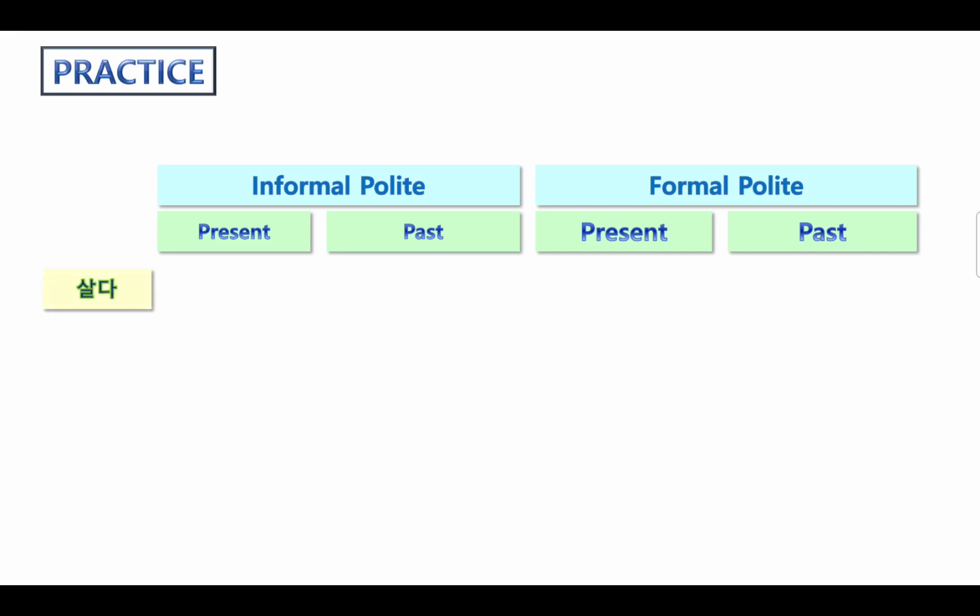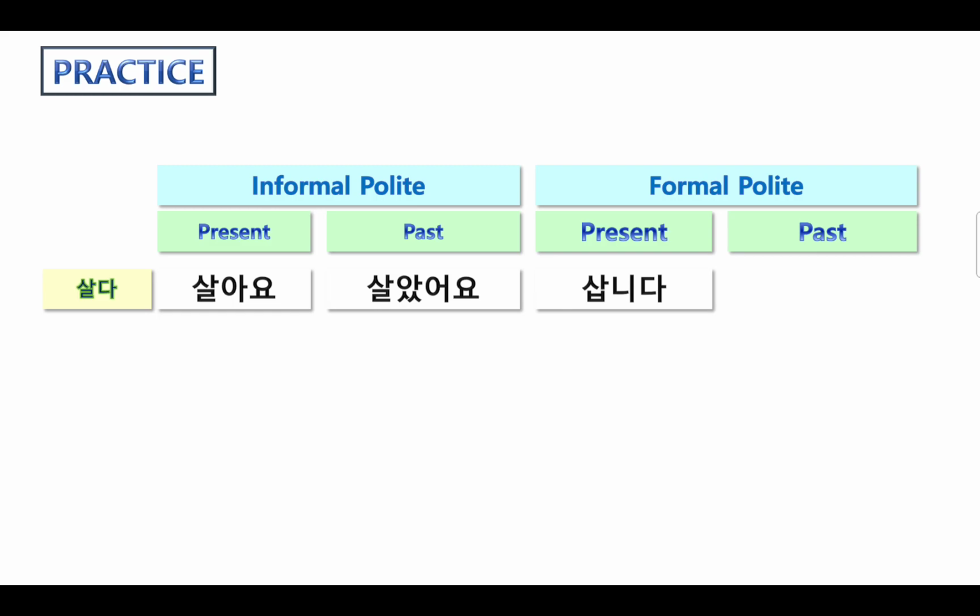Okay, this is the last practice. 살다, present tense, informal polite. 살아요. And past tense, 살았어요. And formal polite. 살 plus ㅂ니다, 삽니다. ㄹ is omitted. 삽니다. And past tense, 살 plus 았 plus 습니다. 살았습니다.